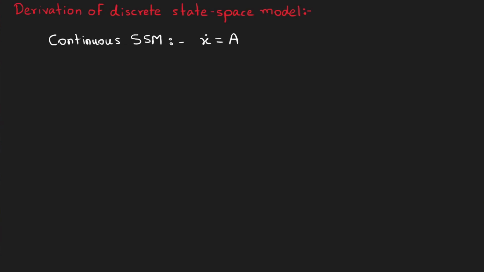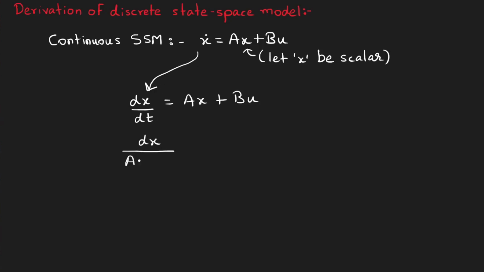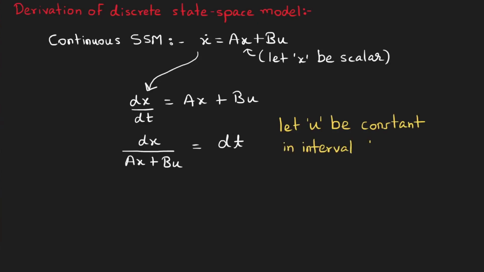Now, let's look at the derivation of discrete state-space model to understand why assuming u to be constant is helpful. Let x be scalar to make our derivation easy. The LHS term can be easily integrated if u is assumed to be constant in the time interval tk to tk plus 1, where tk plus 1 is excluded.